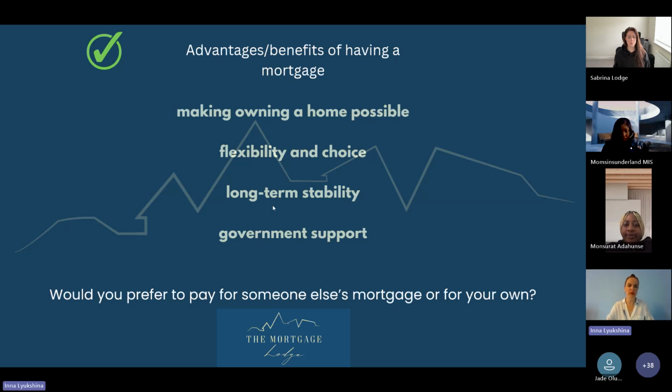Now, another point or pro of having a mortgage is that it gives you long-term stability. For example, for many people, mortgages provide a sense of stability, and this is something that renting cannot offer. For example, if you have a fixed mortgage deal, you will know exactly how much you will be paying every month. And obviously that will be your goal. And also with time, you will be building up equity in your property.